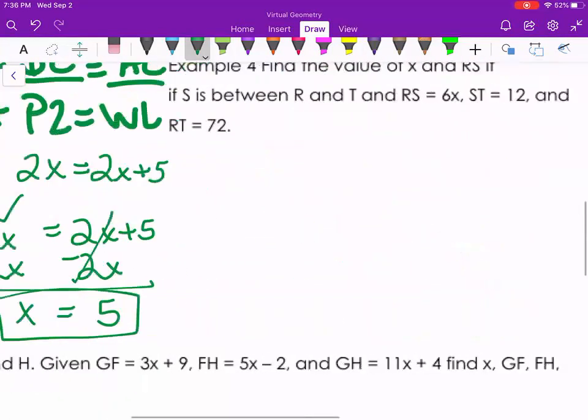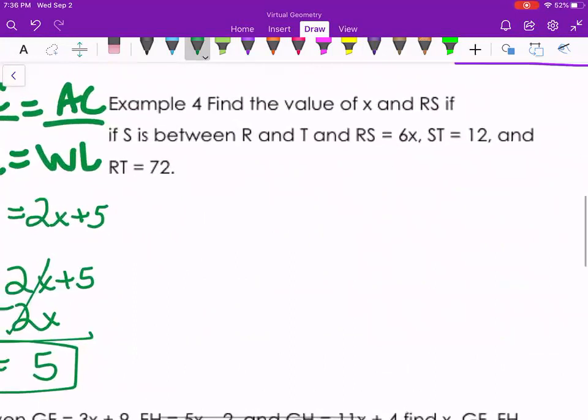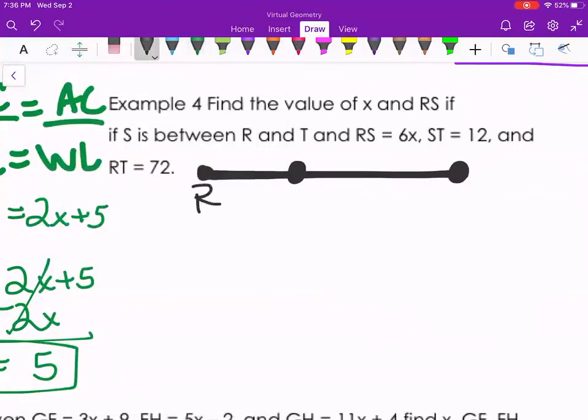All right, let's try another example here. Example 4, find the value of X and RS if S is between R and T. And then it tells us how much goes to each piece. So notice this one doesn't have a picture, so we need to draw it out. If S is between, that means my R and T are my endpoints. So let's get these on here. R and T, S is somewhere in between there. Now let's fill in everything else we know.